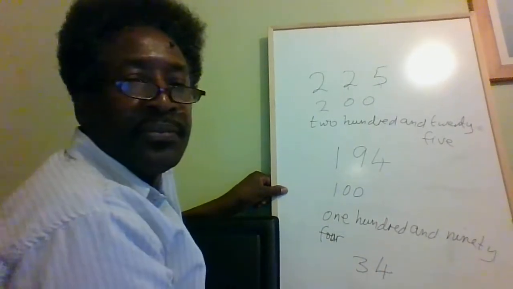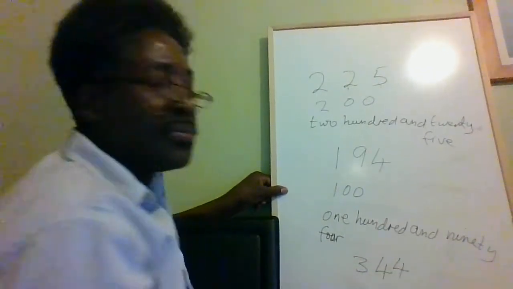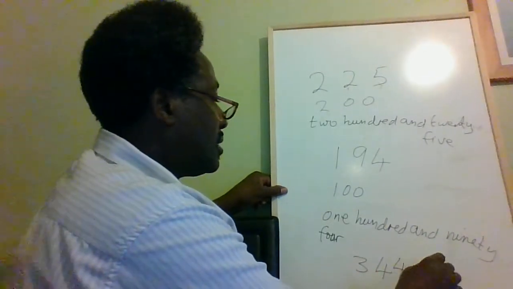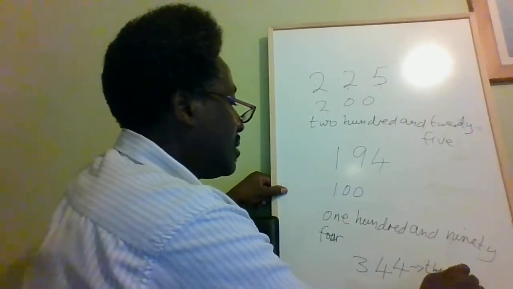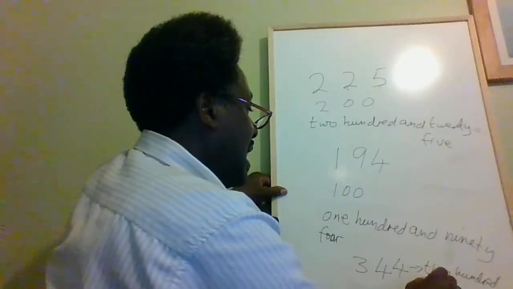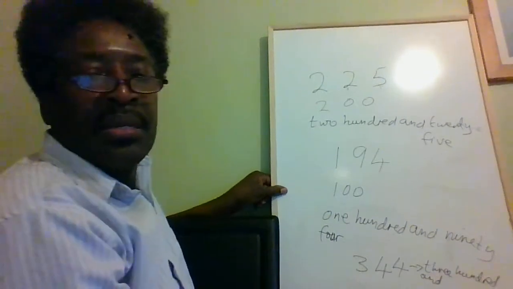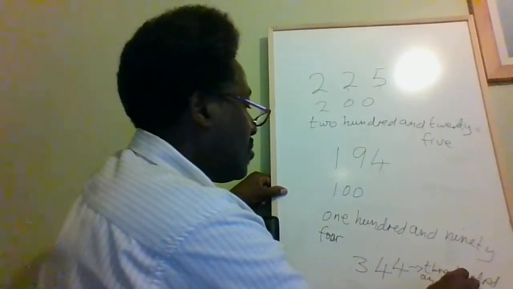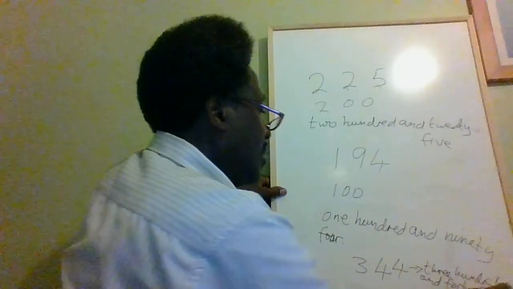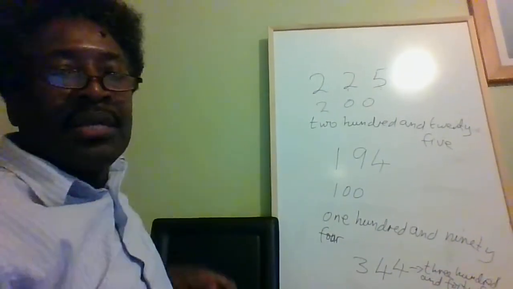344. Make these zeros, you have 300. So you write 300 and 44. 40. Make sure your spellings are right.